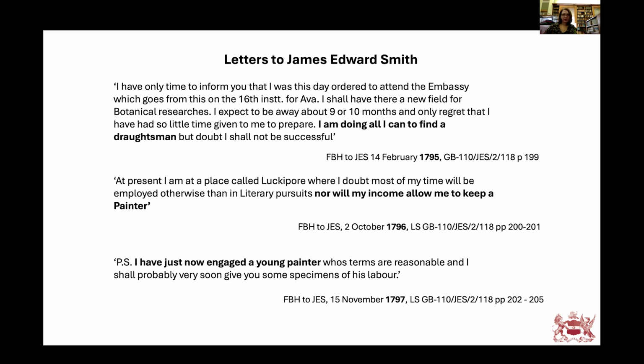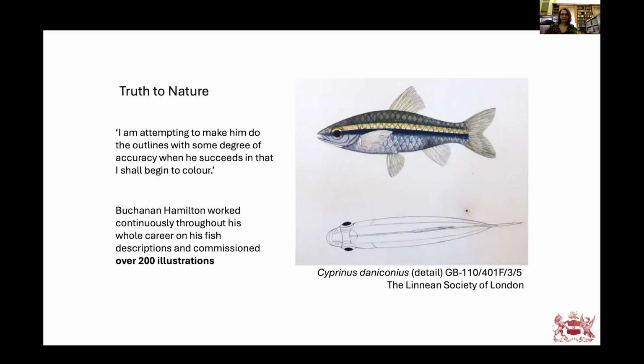And if we go to the next slide, we can see an example of the work. So here's the fish coming back again. And Buchanan-Hamilton writes about working with the artist to make these drawings of the fishes. I was slightly horrified when I first saw this quote. He says, "I am attempting to make him do the outlines with some degree of accuracy, and when he succeeds in that, I shall begin to colour."